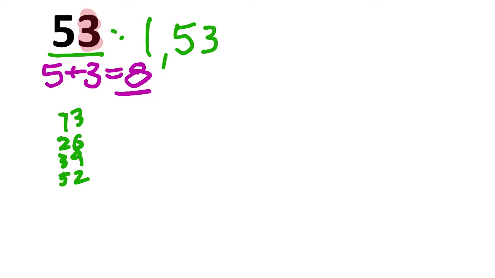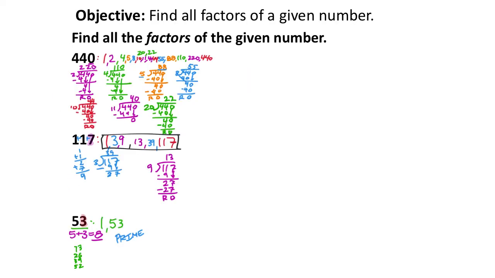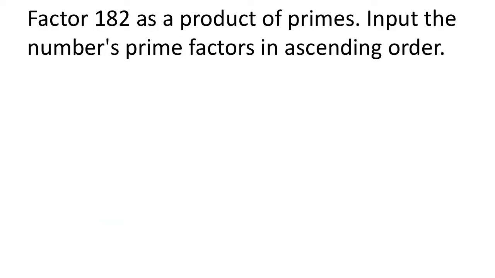And just going back to what we started with, since the only two factors of 53 are 1 and itself, this number is also prime. Now, you didn't have to write prime on that last one, but I just wanted to reiterate that it is prime because its only factors are 1 and itself. Write that out.